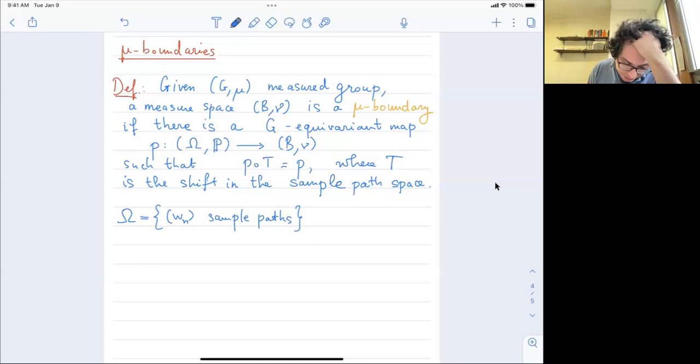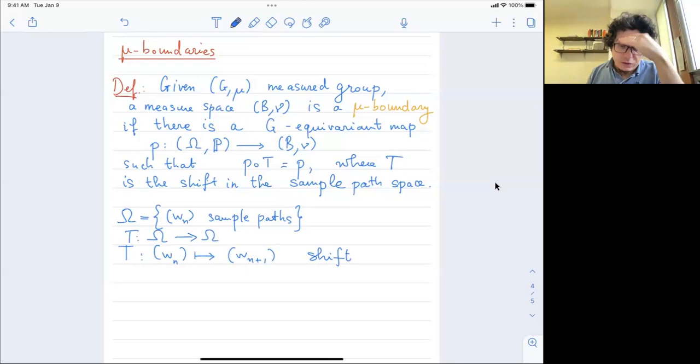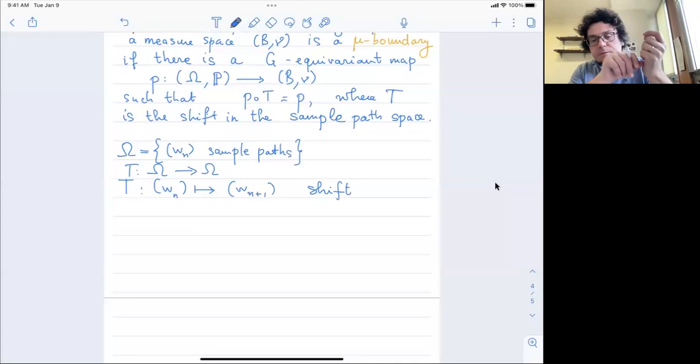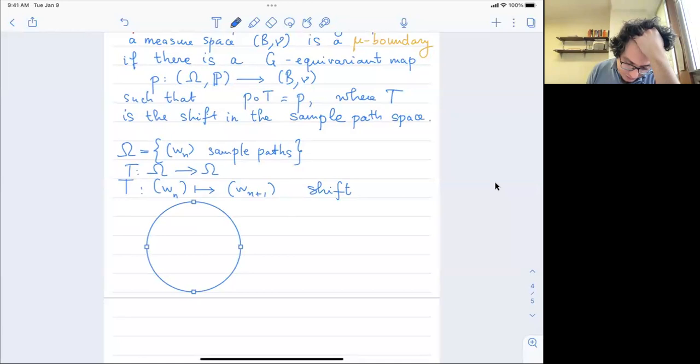And then what is T? T is the shift. So T is a map from omega to omega and just maps Wn to Wn plus one, the shift. And the way to interpret this is simply that you are relabeling the time along the sample path. You're not really changing the location, but just the time. So basically, in the picture, for instance, if we started at the identity group, then we have W1, W2, Wn, and so forth, Wn plus one.